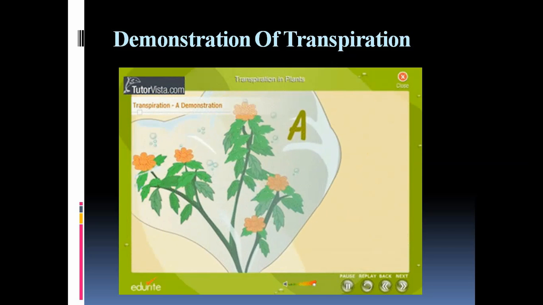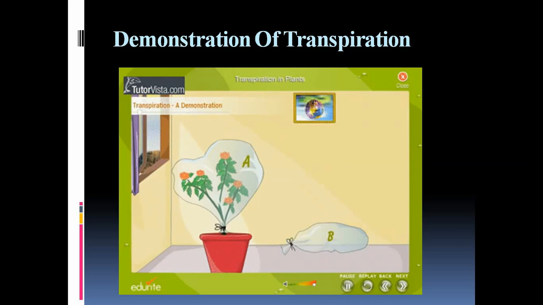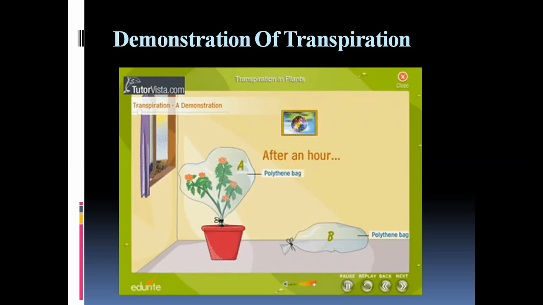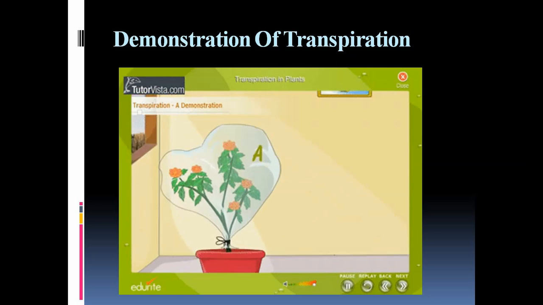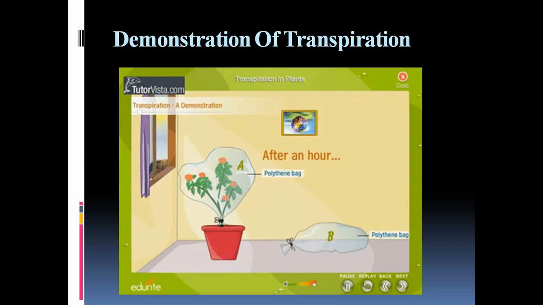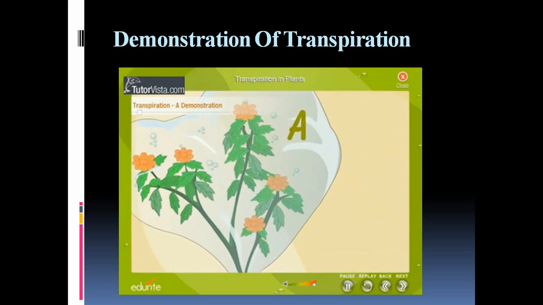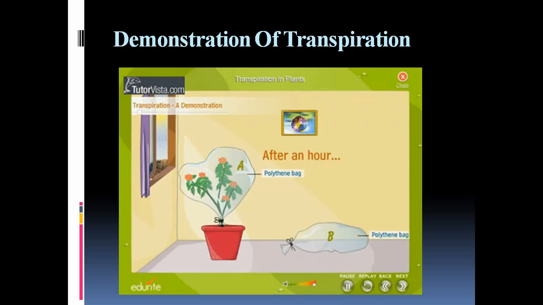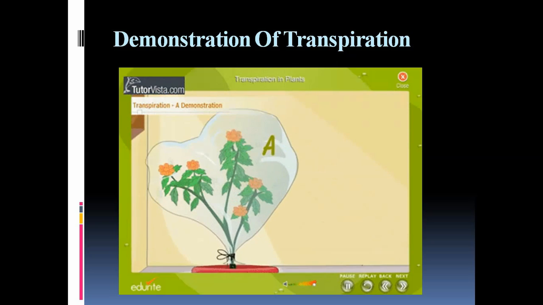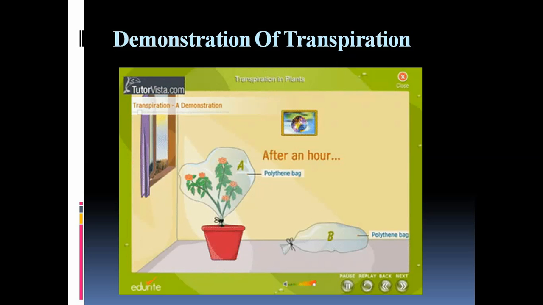Why are we not covering the soil? It is because soil is also releasing water from its surface. So if we also cover the soil, then some amount of water droplets may appear on the inner surface of the polythene bag due to evaporation, soil surface evaporation. So we do not need that. To avoid that, we are not covering the soil part.